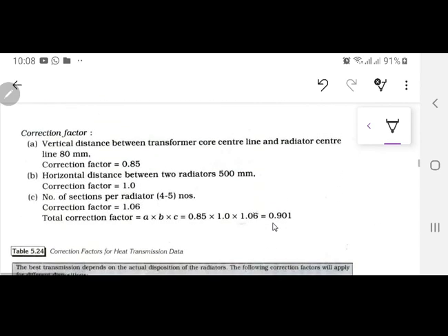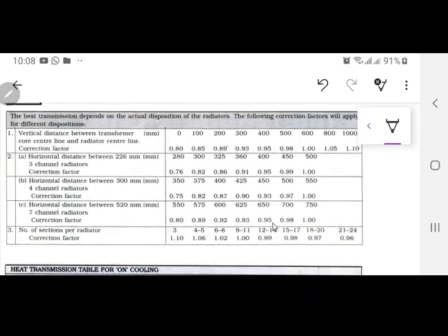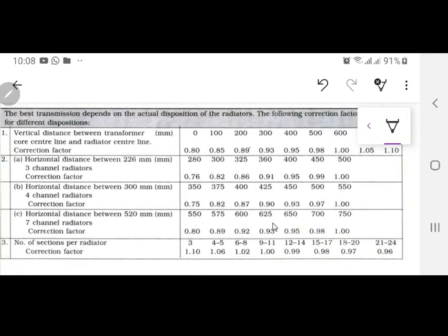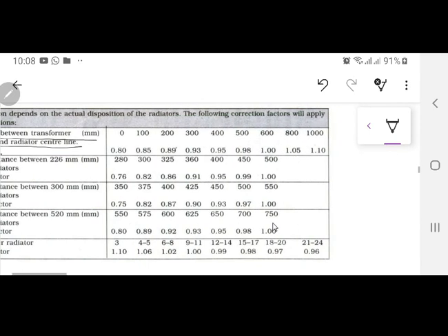You will find out this 80 mm. Take this 80 mm value in this table. Now if you see in this table, what is the value over here? This is the vertical distance between the transformer core center line and the radiator center line. So if you have a value of 0, the factor is 0.80. If you have a value up till 100 mm, the correction factor is 0.85.